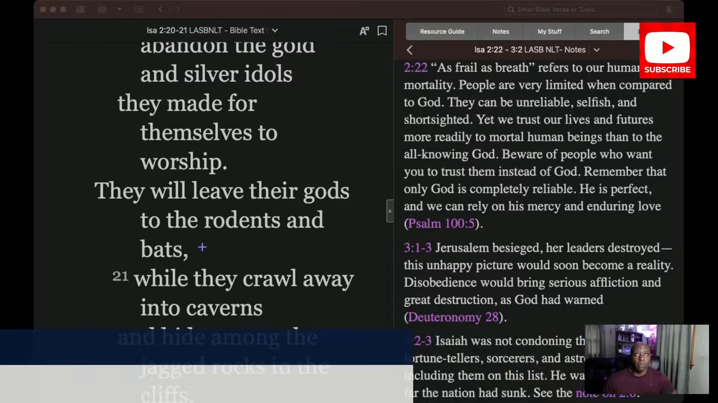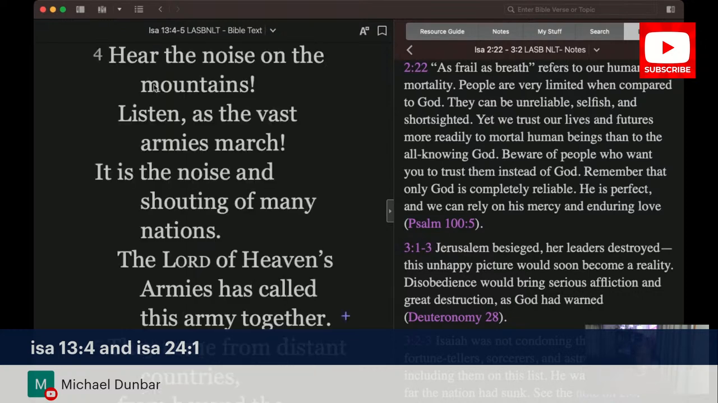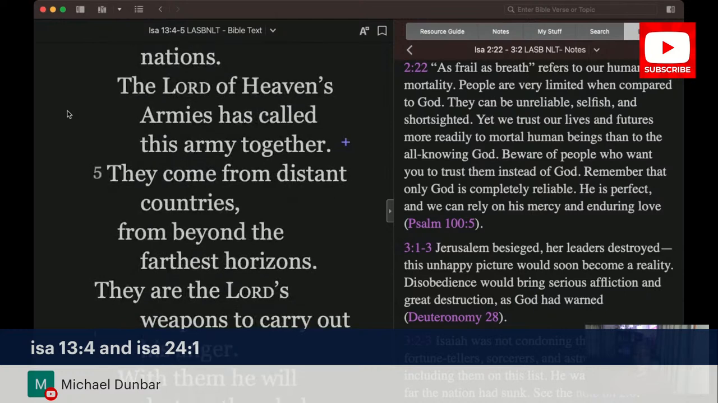Michael says, amen. Michael comes out with a scripture. Michael says, Isaiah chapter 13, verse 4. Isaiah chapter 13, verse 4 tells us this. Hear the noise on the mountains. Listen as the vast armies march. It is the noise and shouting of many nations. The Lord of heaven's army has called this army today. I think I read that one.